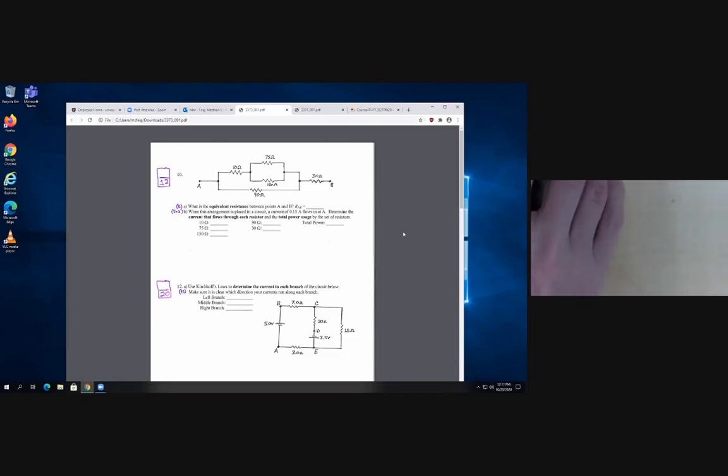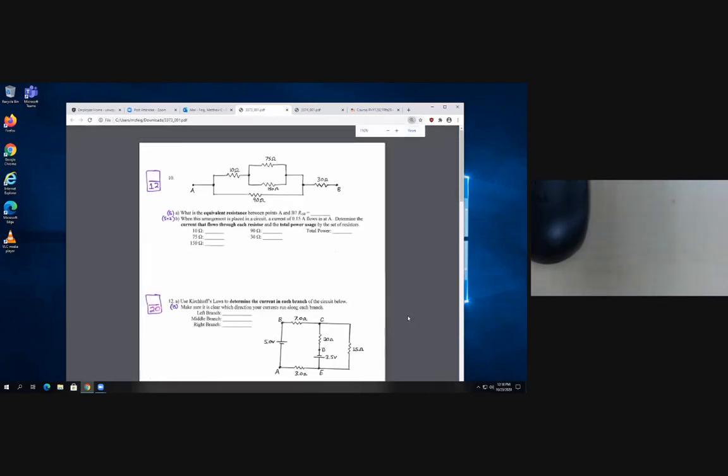So here are some questions. Let me get a little bit bigger there. You should be able to expand your window. I'll just do that, yeah. Okay.